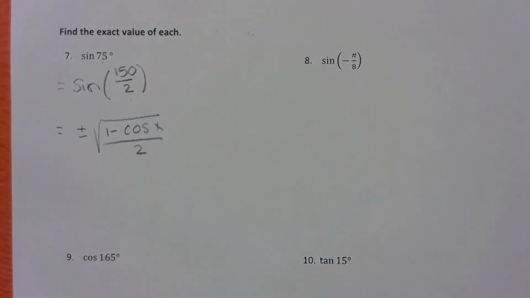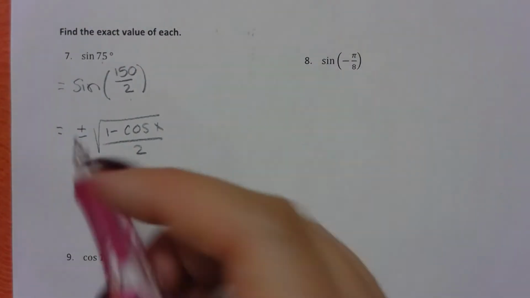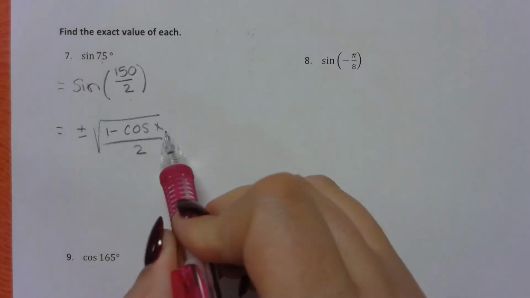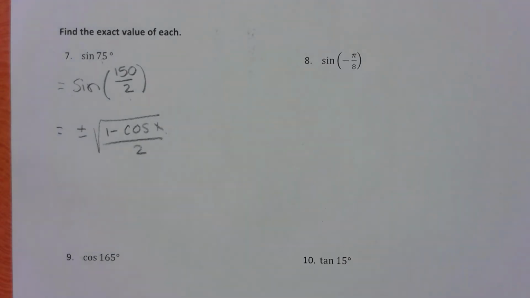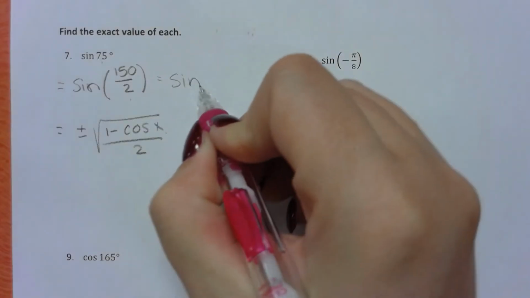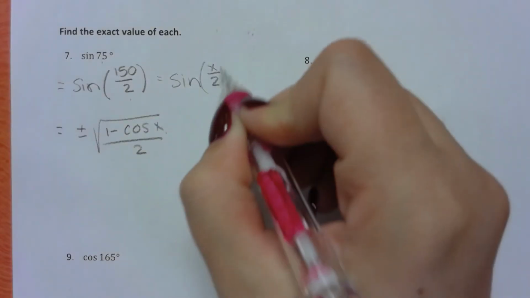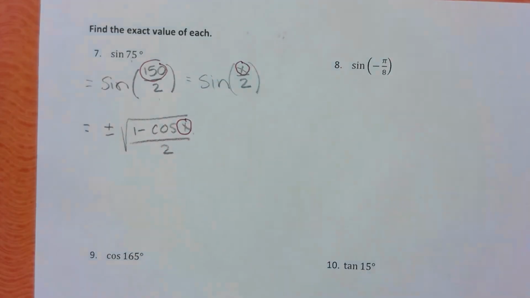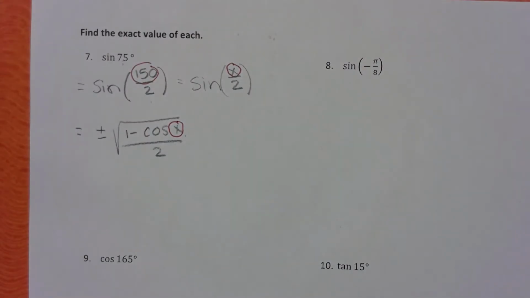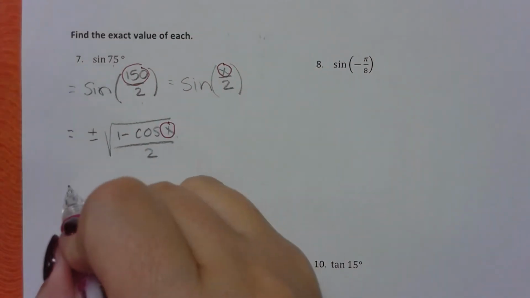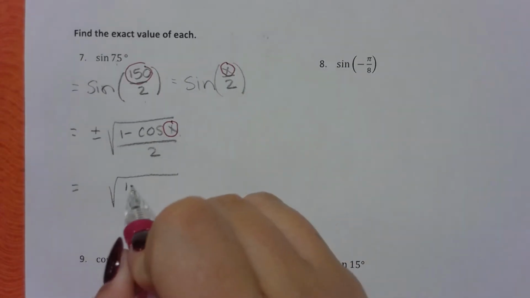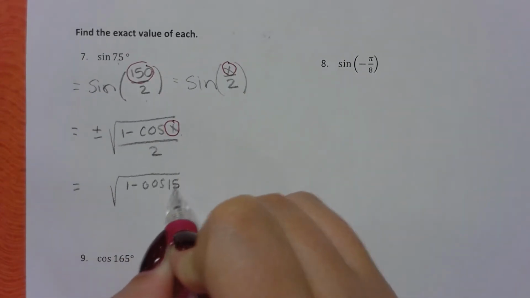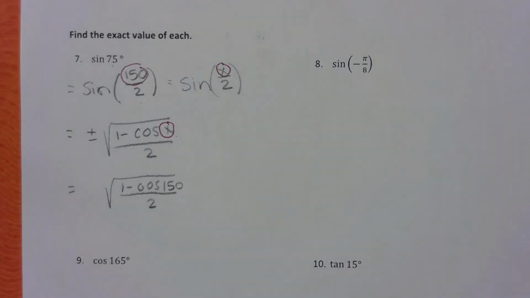Now, in our part 1 problems, we replaced all of cosine of x, right? Because we knew cosine of x was equal to 3 over 4. But that's not what's happening here. This is saying sine of x over 2, so that's saying x is 150. So I'm going to replace x here with 150. Not all of the cosine, but just the x. So we've got 1 minus cosine of 150 all over 2.